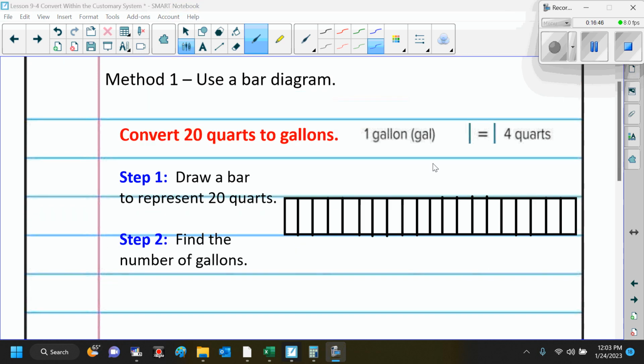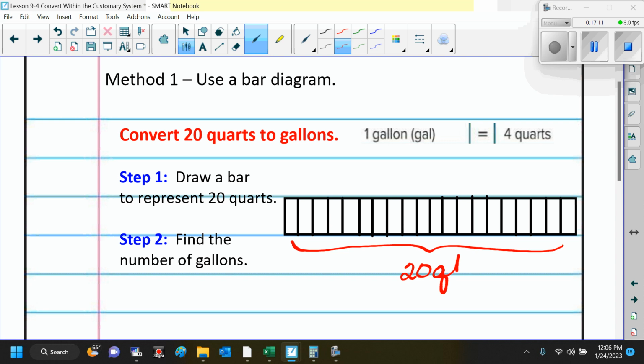So this one, you're going to use your bar diagrams. Make sure you follow your steps. You're going to convert 20 quarts to gallons. All right. So step 1 here is to draw a bar that represents 20 quarts. So these are 20 quarts. QTS, quarts.